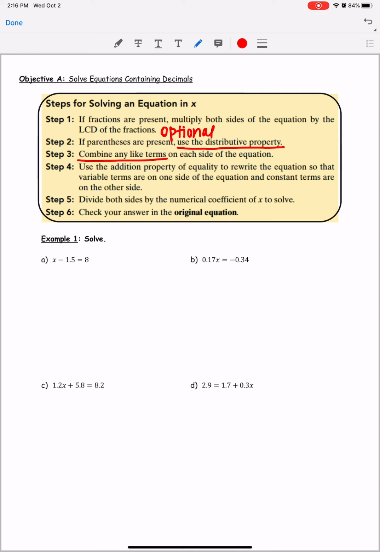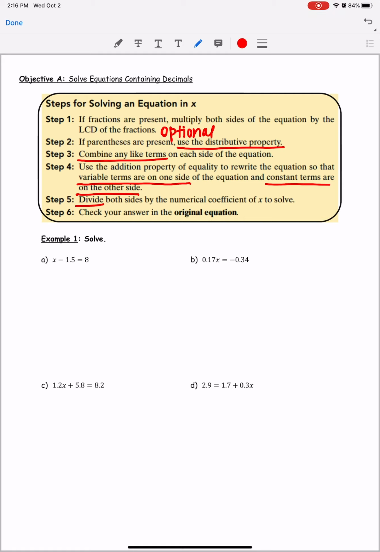Step 4 is to use the addition property of equality. So you're going to rewrite the equation so that the variable is on one side of the equation and the constant is on the other side. So you want the equal sign to divide to separate the two. And then step 5 is to divide.